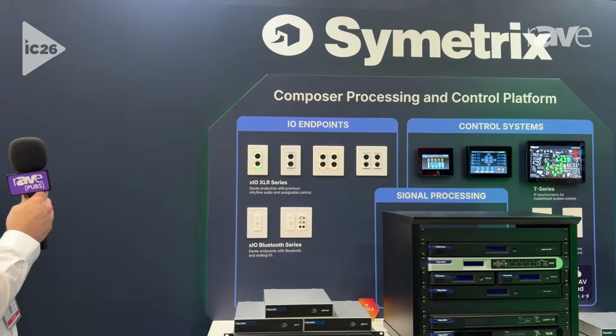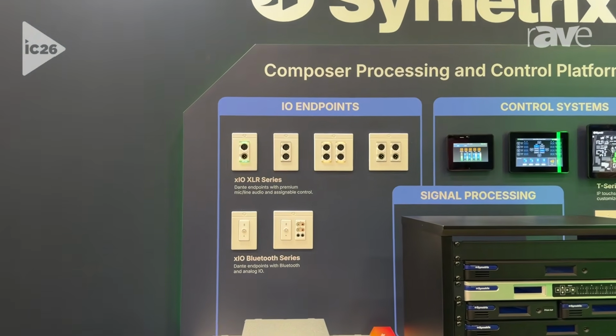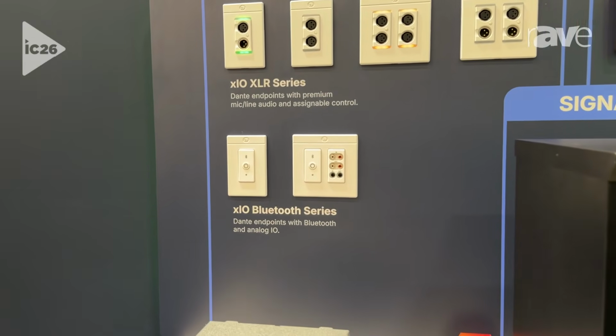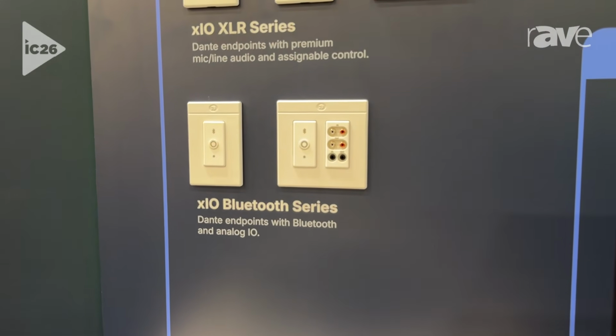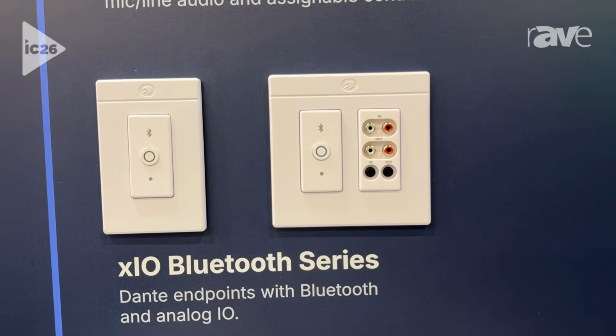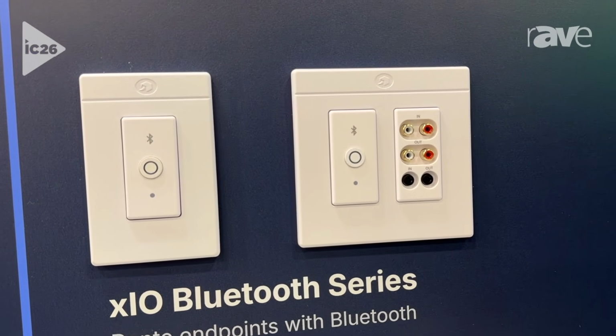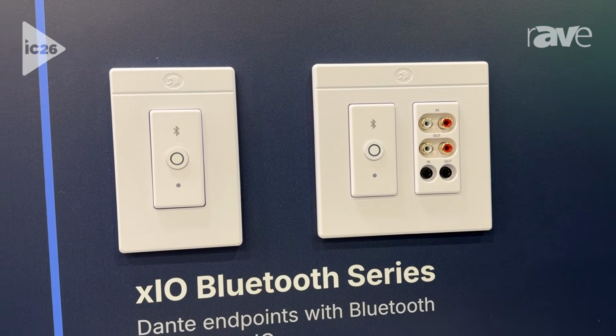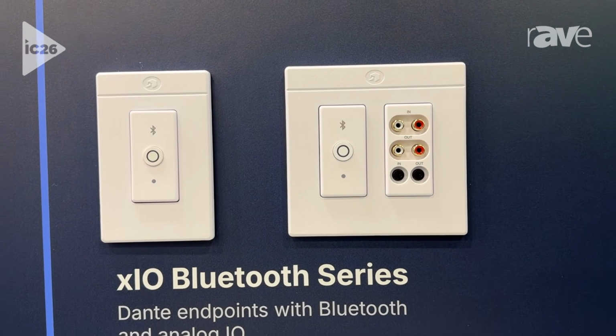I/O endpoints, the xIO Bluetooth and the xIO XLR series. First off, the xIO Bluetooth. The xIO Bluetooth is a simple, reliable way to bring Bluetooth connectivity into a Dante-based AV system. It is PoE powered, supports Bluetooth 5.0, and gives integrators a clean Wallplate endpoint for spaces where users need to pair a phone, laptop, or tablet quickly and confidently.